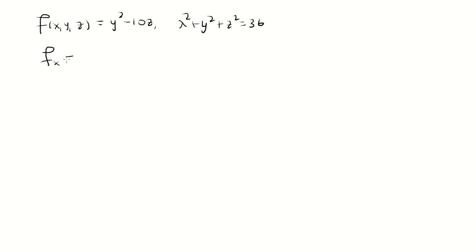Find the maximum and minimum values of f of x, y, z equals y squared minus 10z, subject to the constraint x squared plus y squared plus z squared equals 36. For this one, we're going to use Lagrange multipliers. Basically, we want the partials to be equal to each other.